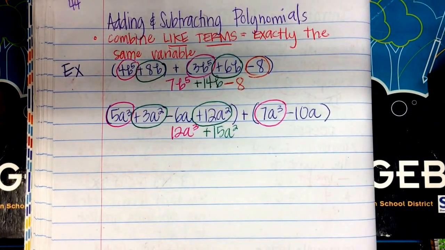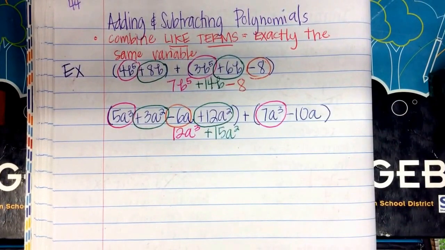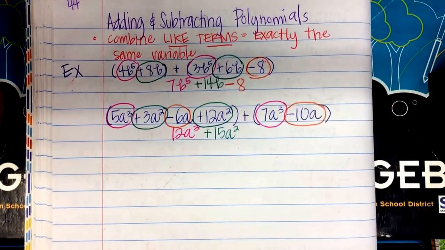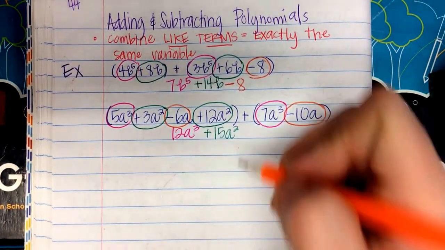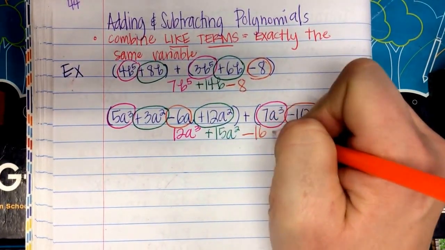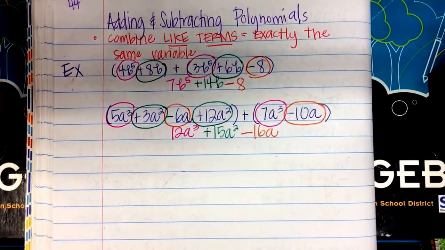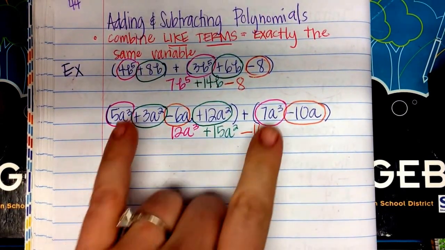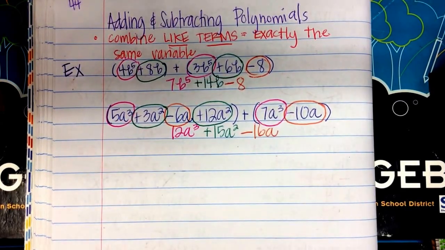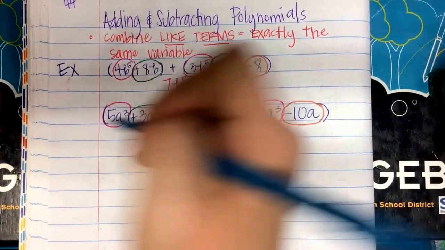Keep going. What can go next? Negative 6a. Negative 10a. Negative 6 minus 10. Negative 16a. Anything else? We already put that in there. We're done. Easy? The tricky part is subtraction.